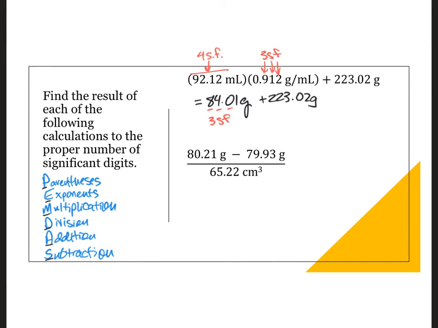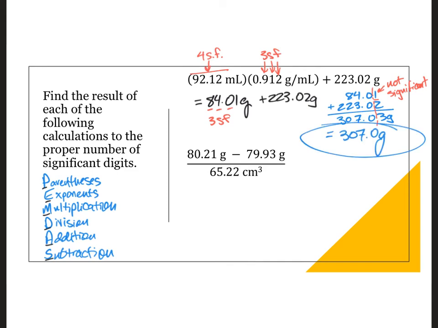Next, we add 84.01 to 233.02. We get 307.03, but we know this is only significant down to the 0 in 84.01, so we round to the tenths place, reporting 307.0 grams as our final result.